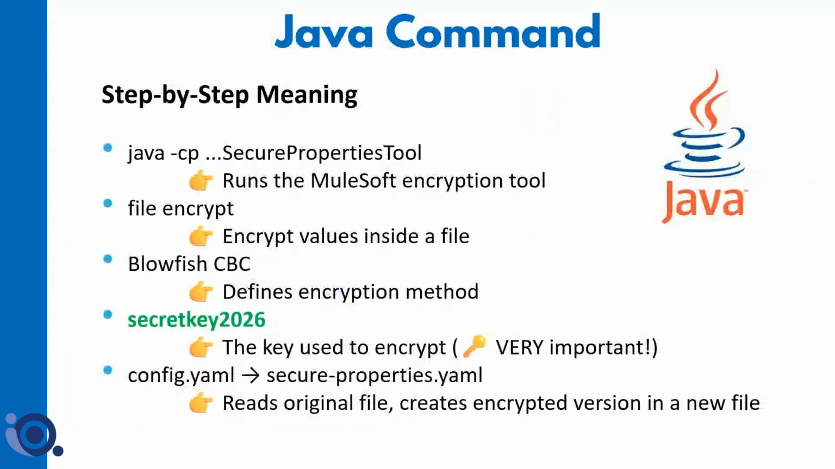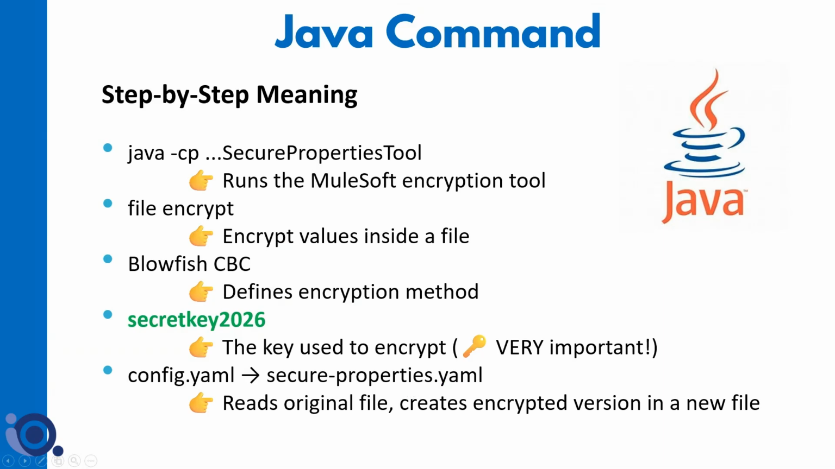But in that command, what does it mean? It's a bunch of jargon. So what does it mean? Okay, so we run the Secure Properties tool. We tell it to encrypt the entire file. You can be more specific and have it encrypt just certain field names, etc. But this worked out really well to take our config.yaml file and encrypt the whole thing and then pull out only what we needed, right? So again, there's the encryption method. There's our encryption key. And we said, take that config.yaml file and turn it into a secure-properties.yaml file, which we did.